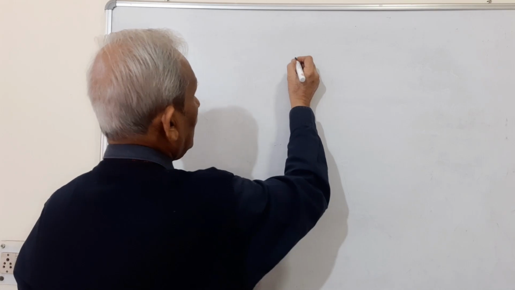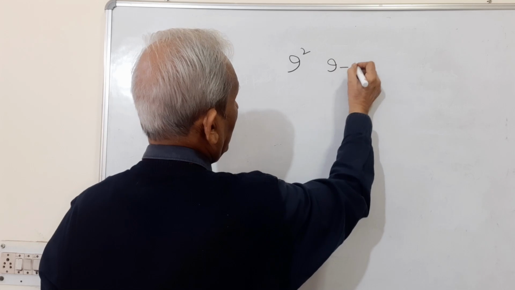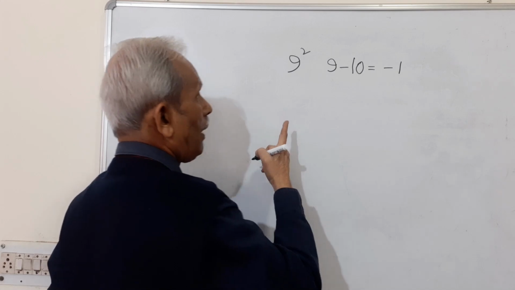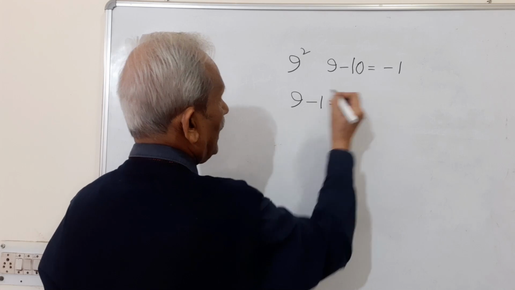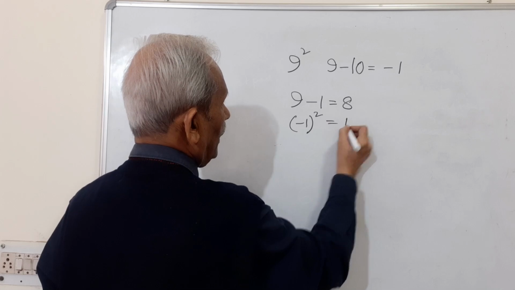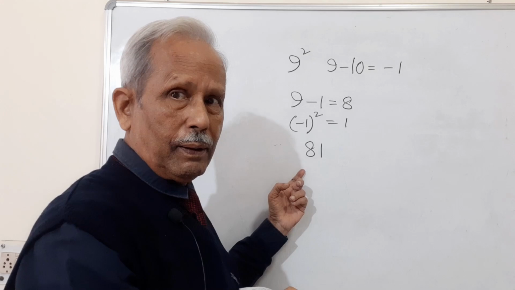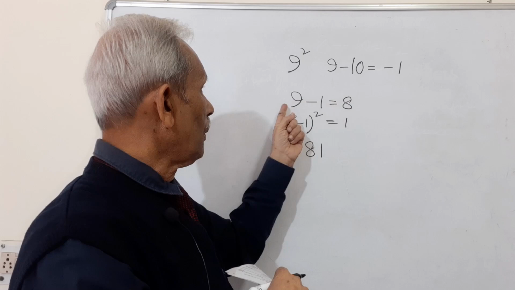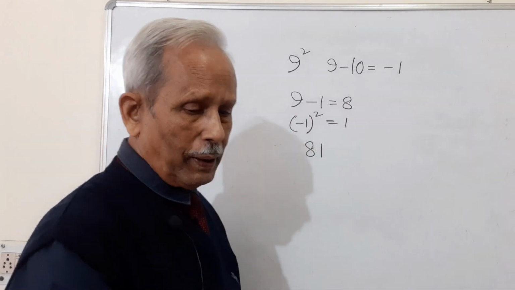Yes, so if I do 9 square, we'll first find the difference from the base: 9 minus 10 is -1. Then the first part of the answer becomes 9 minus 1, which is 8, and the second part is -1 square, which is 1. So it's 81. The square of 9 is 81. How? 9 minus 10 is -1, so subtract this 1 from 9 and you get 8, and then the square of -1 is 1, so you get 81, right?